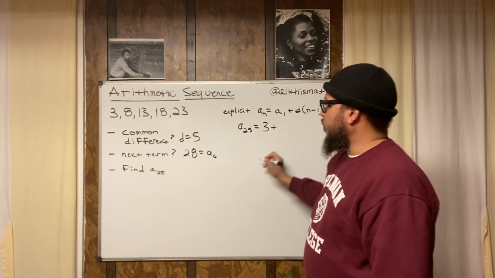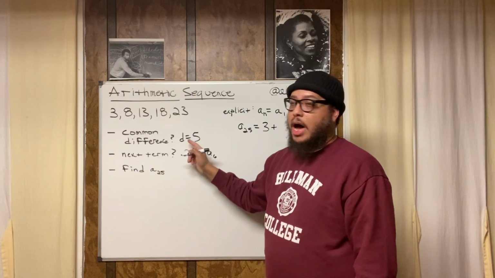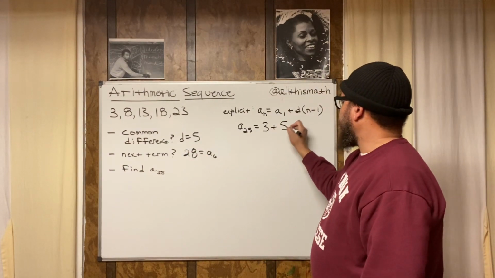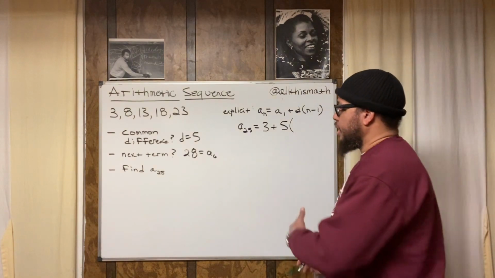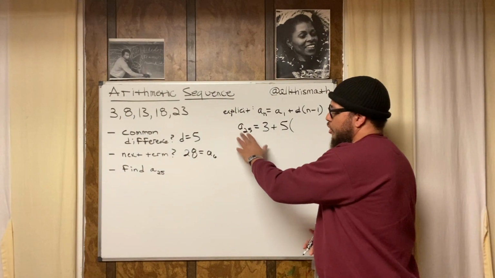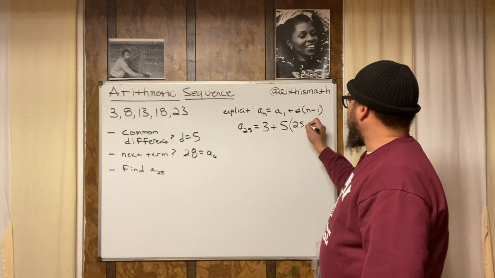Then you put your d. What's d? In this problem, our common difference is d, and in this problem is 5. So then you put your 5, and then you put your parentheses, and then you do n minus 1. Now again, n is still 25. It was 25 in the beginning. It's still 25 now. So we got 25 minus 1.